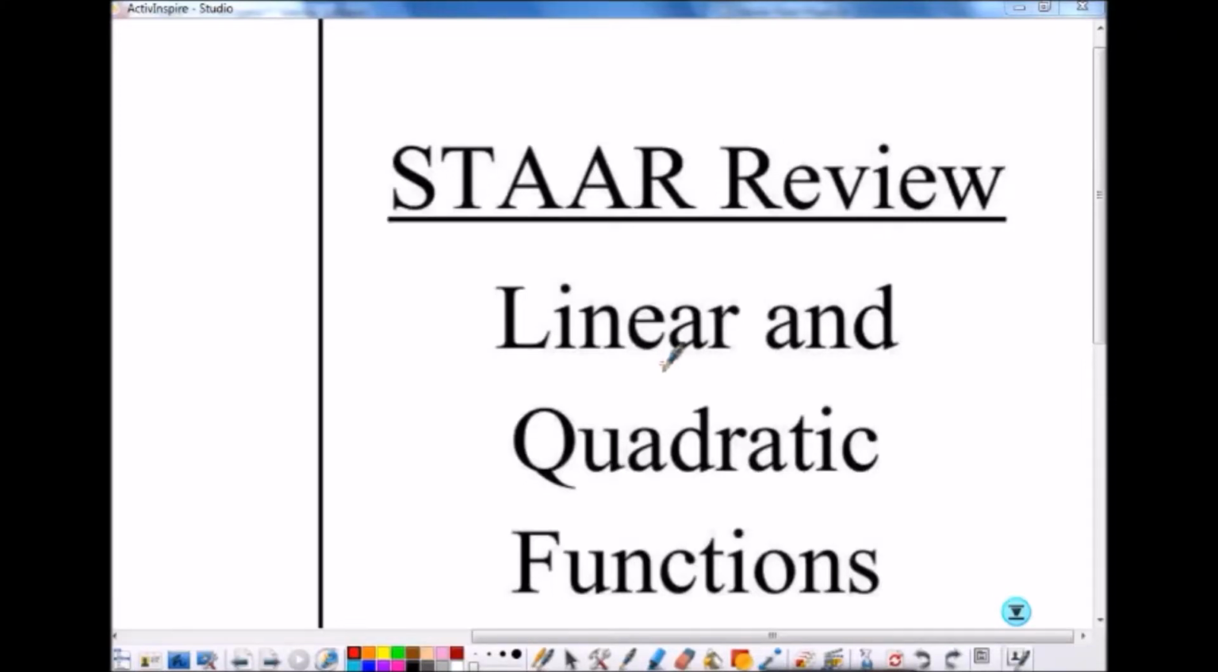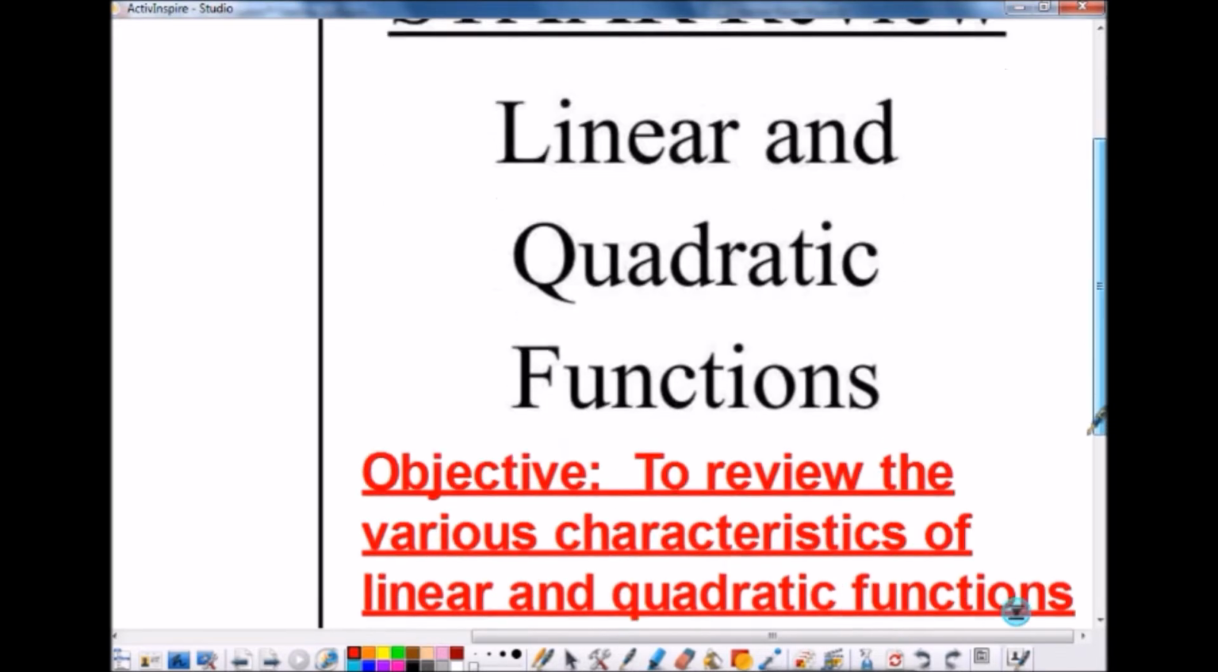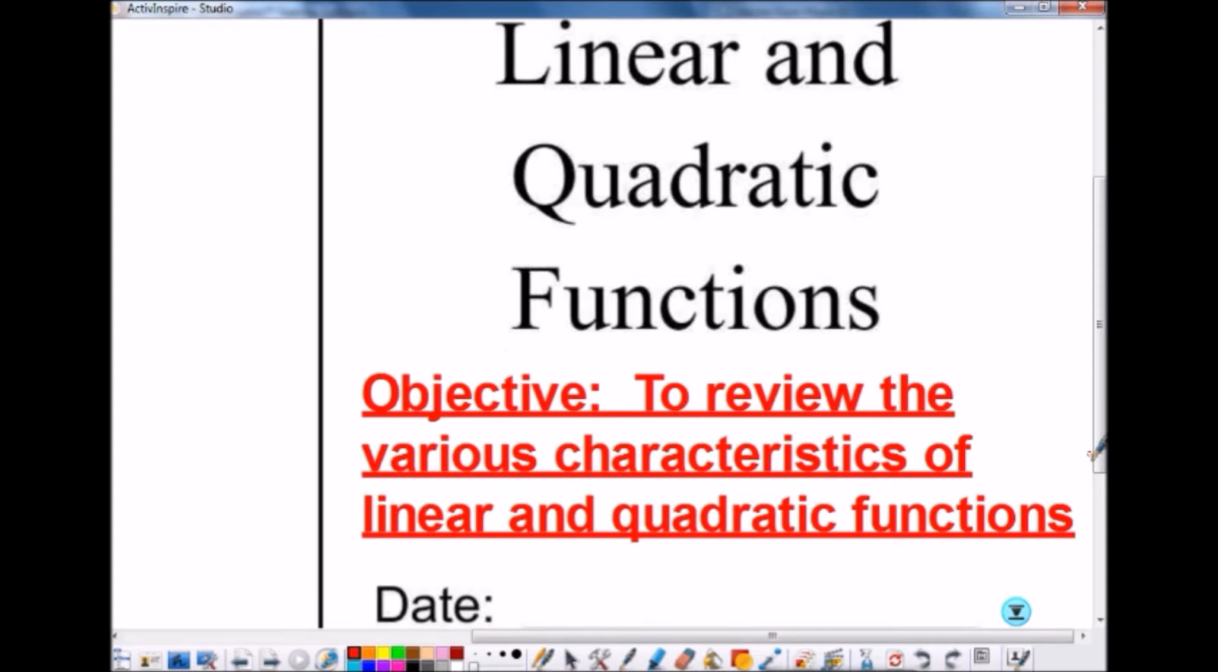This is your instructional video over your STAR review. We will be looking at linear and quadratic functions. Please copy down the objective underneath the title of your booklet. The objective for this section is to review all the various characteristics that we've learned about a linear and quadratic function. Let's begin. Turn in your booklet to page 1.